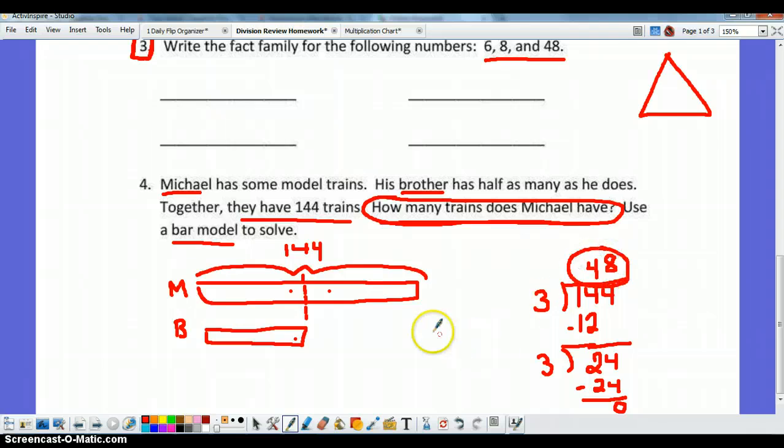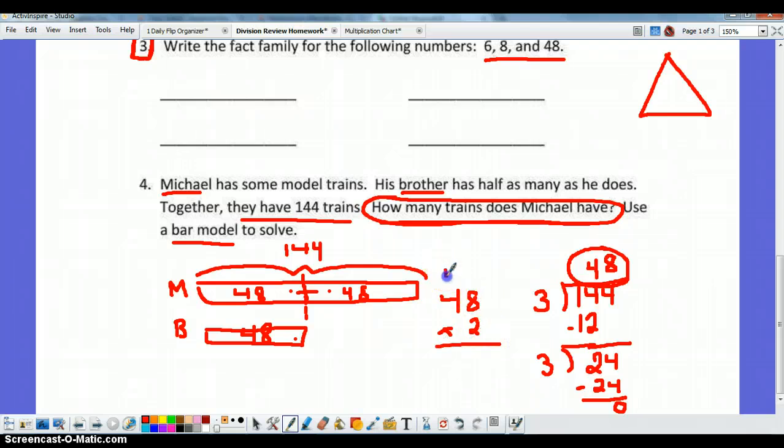However, that's not the answer to the question. That just tells me that Michael has 48 in one half and 48 in the other half, and his brother has a total of 48. They don't want to know what his brother has. They want to know how many Michael has. So what do you have to do? Take 48 and add it to 48, or you can take 48 and multiply it by 2 because there's 2 parts in Michael's whole to get your answer.